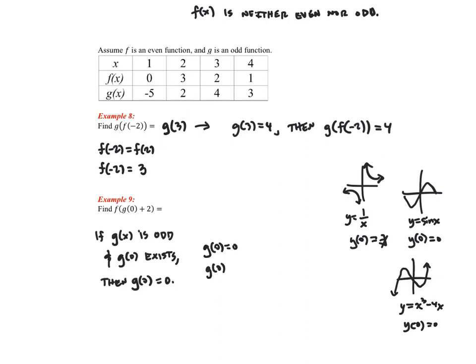And g of 0 plus 2 would then equal 0 plus 2. Thus, this would be equivalent to f of 2. And f of 2, based on the table given above, is 3. Therefore, f of g of 0 plus 2 would equal 3.